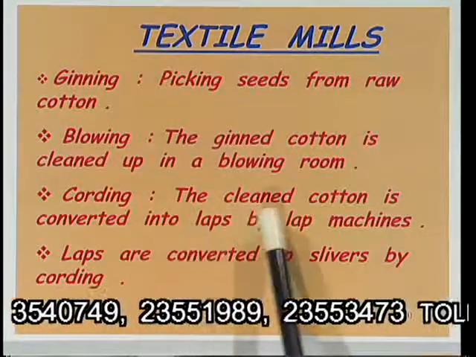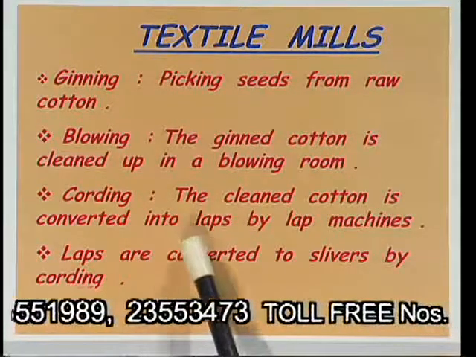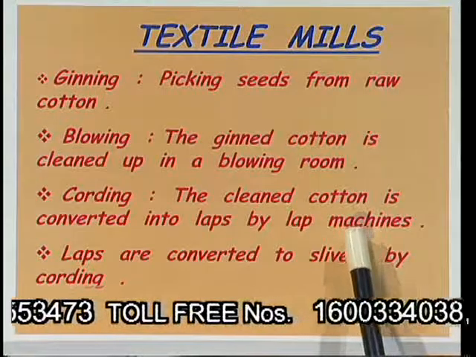Carding: the cleaned cotton is converted into laps by a lap machine. Normally the laps are nothing but small strips or rectangular pieces. By means of lap machines the entire cleaned cotton is converted into laps, and finally the laps are converted into slivers by means of carding. Slivers also come under small strips of cleaned cotton, and they are called slivers.